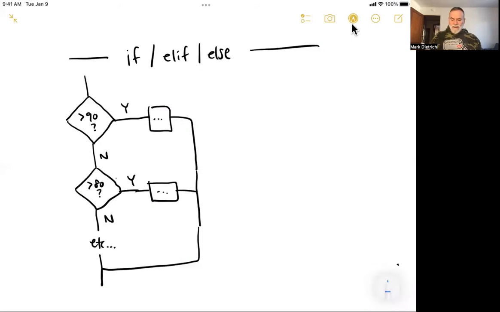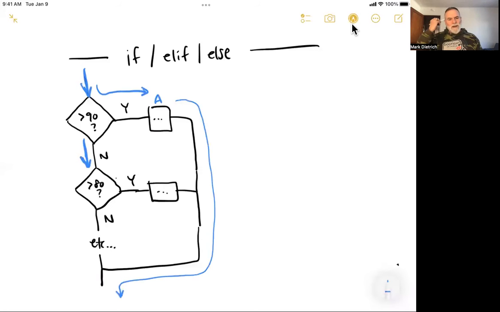The flow chart then, we enter from here. We ask that first question. If it is greater than 90, we branch this way and the student gets an A. And then we follow this branch all the way down here. If that answer is no, though, we're going to proceed down this way and then ask the second question. If it's no, then we'd ask the third question, the fourth question, the fifth question, etc., like that.